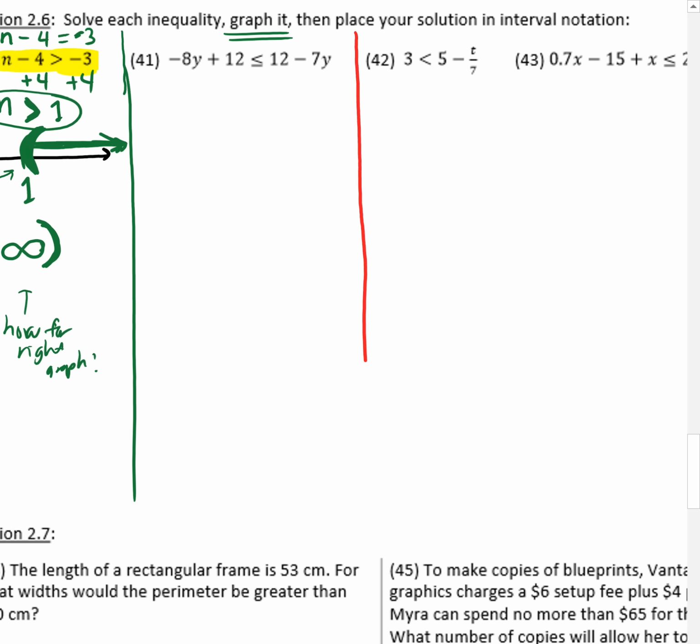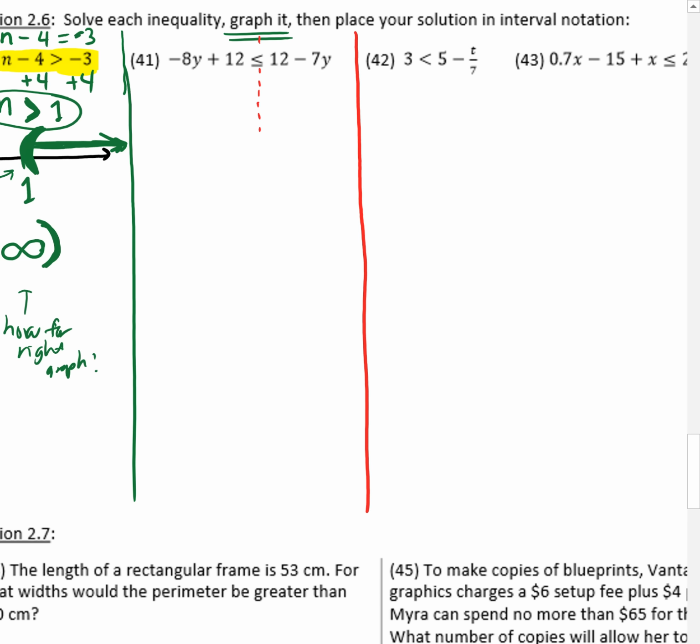Let's try number 41. Okay, I see a variable on either side, so I'm going to treat this inequality like an equal sign. I'm going to try to get the y's together. And remember we said you want to get the smaller coefficient on the side with the larger. And these are actually the problems why I say that. It's because if you get the smaller coefficient on the side with the larger, you won't have to divide by a negative. And you'll avoid having to remember to flip the inequality. But if you move things to whatever side you want, you might have to divide by a negative, and then you might forget to flip the inequality, which would be bad.